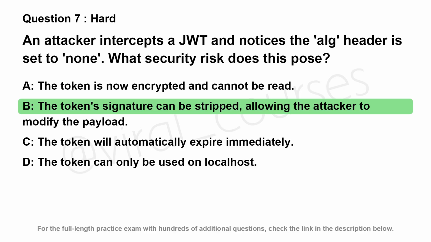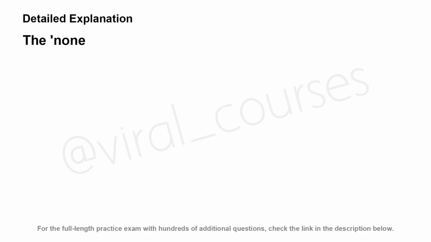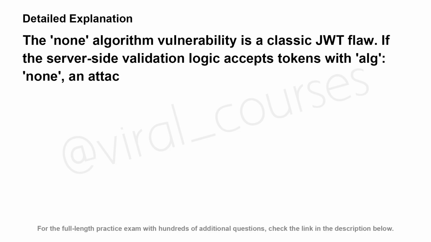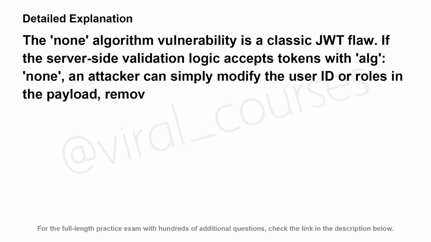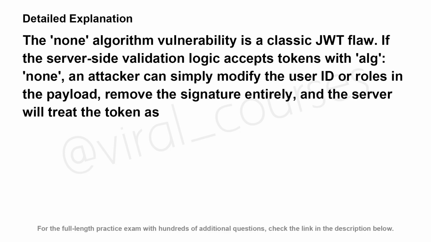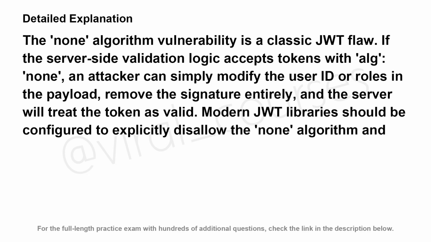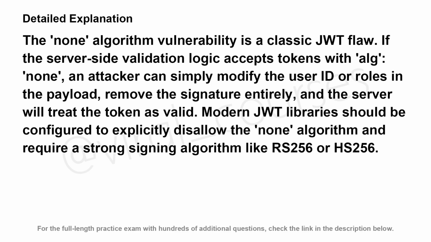The correct answer is B. The none algorithm vulnerability is a classic JWT flaw. If the server-side validation logic accepts tokens with alg none, an attacker can simply modify the user ID or roles in the payload, remove the signature entirely, and the server will treat the token as valid. Modern JWT libraries should be configured to explicitly disallow the none algorithm and require a strong signing algorithm like HS256 or RS256.